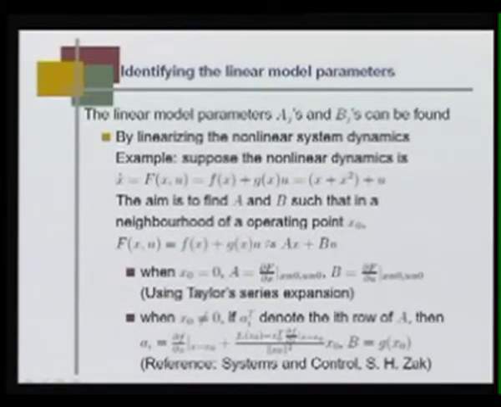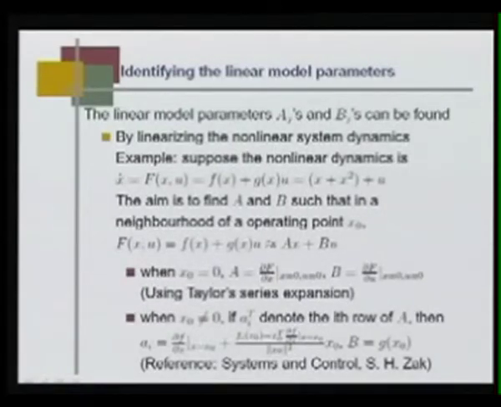This is simple. An example: suppose the nonlinear dynamics is given as x dot is f x u, which is f x plus g x into u. This is one form, and that can be written as, say, x plus x square plus u. So, this is your f x, and g x is 1 here. The aim is to find a and b such that in a neighborhood of operating point x naught, f x u is equal to f x plus g x u, which is a x plus b u. Okay. So, how do we find that?